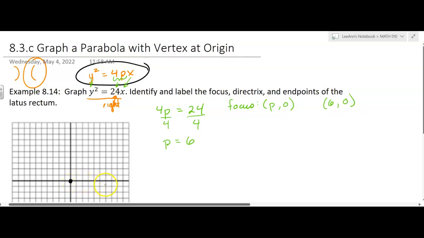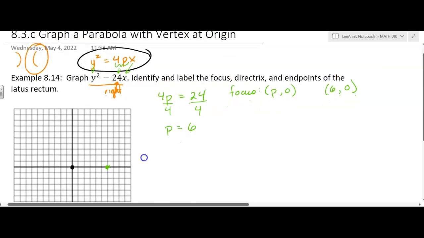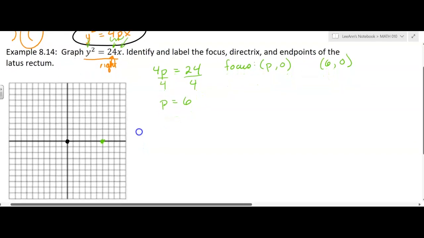Okay, so I'm going to count out here 6, and I'm going to draw the focus. The focus is not part of the parabola, but it's nice to have it. Okay, and they told us to put it on.